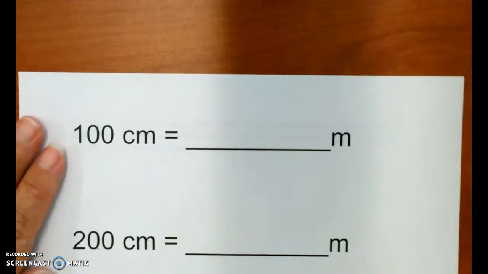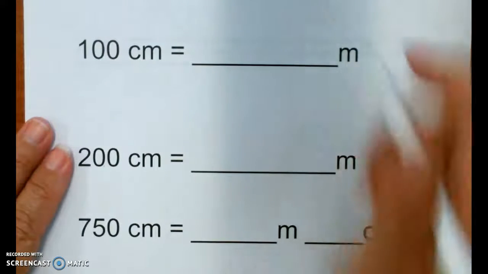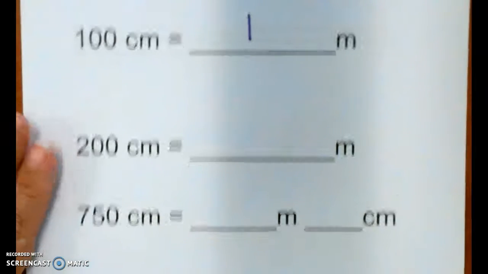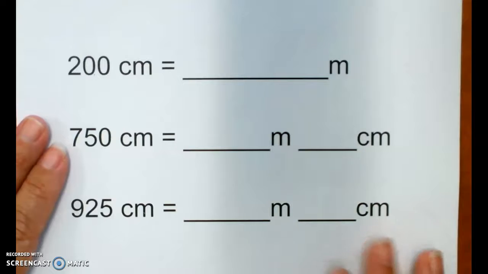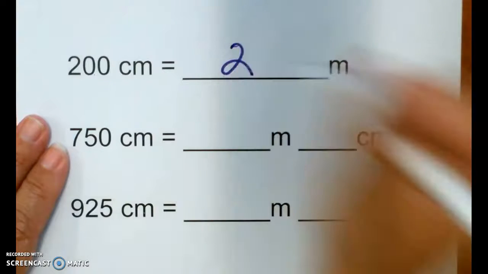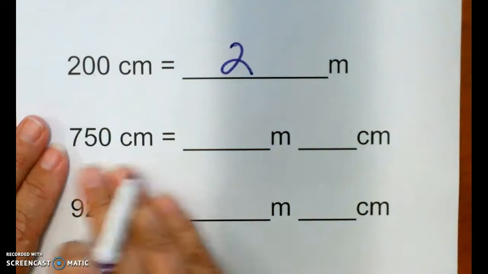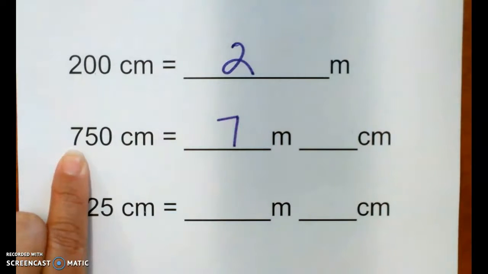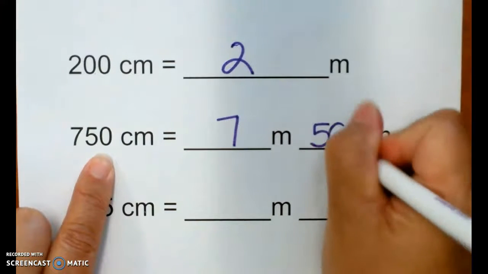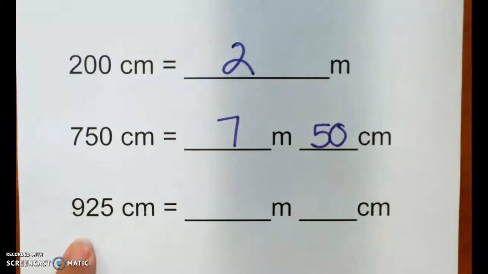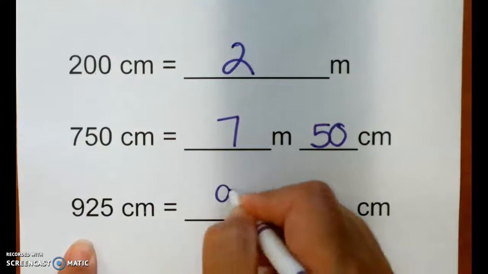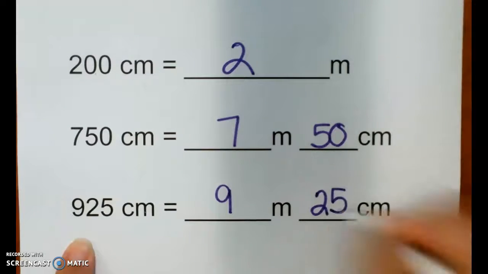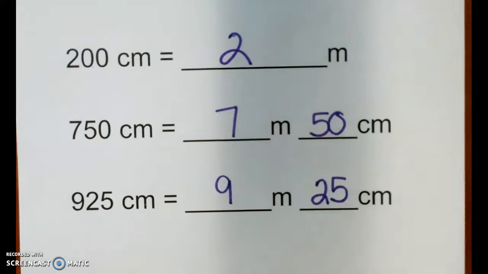All right, I know you're doing a great job doing this on your whiteboard. Now we're going to do some measurement conversions. There's 100 centimeters in a meter, so that's 1 meter. I have 200 centimeters, so that gives me 2 meters. 750 centimeters, I know there's 7 meters in 700 centimeters, and then I have 50 left over. And then the last one, 925 centimeters, is 9 meters and 25 centimeters. All right, I hope you guys got all that.